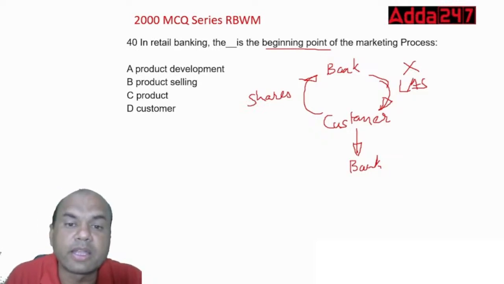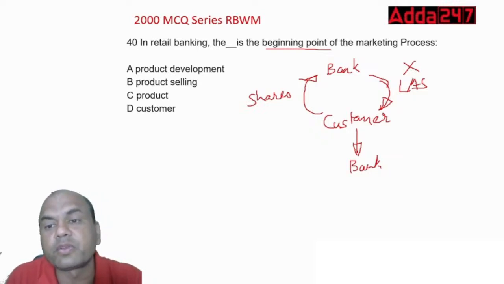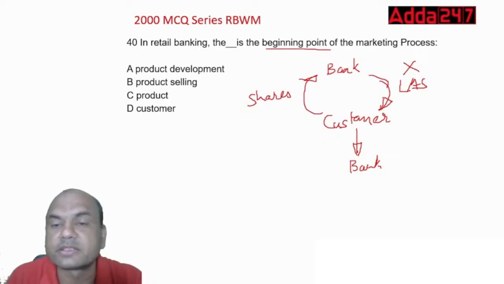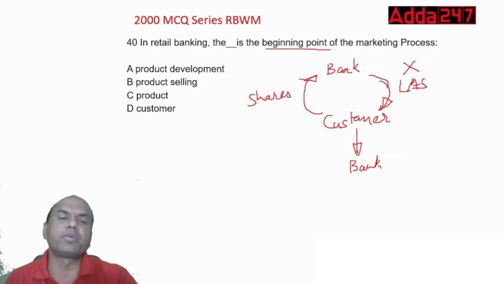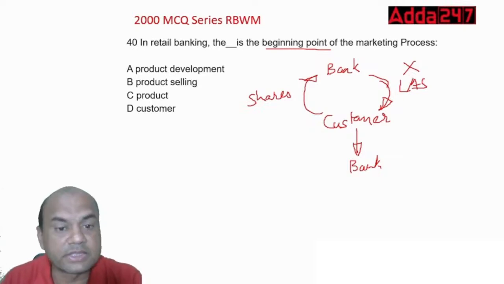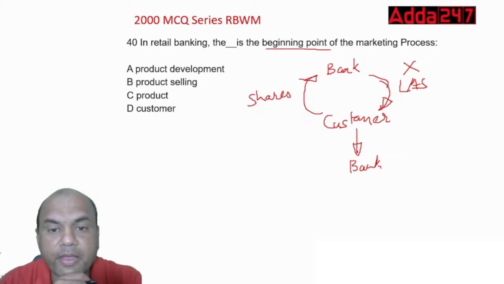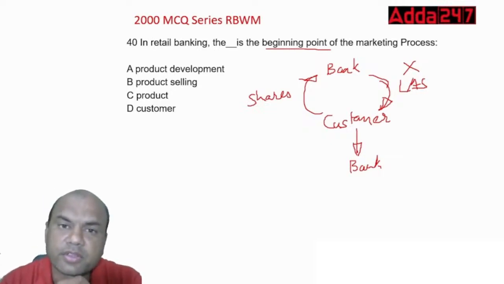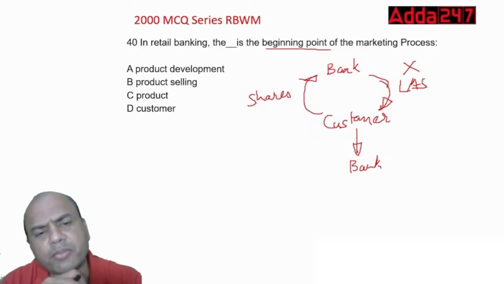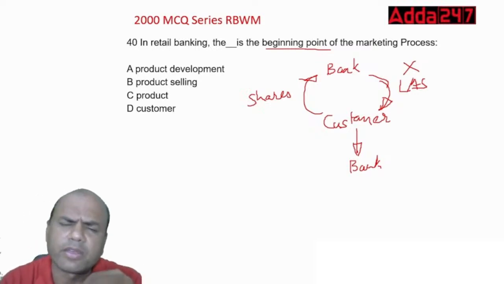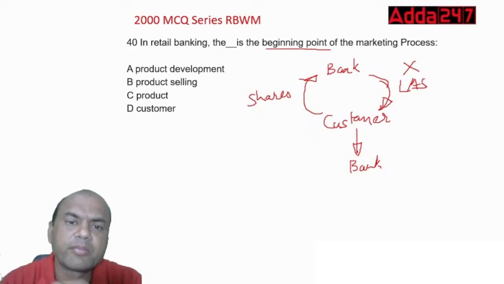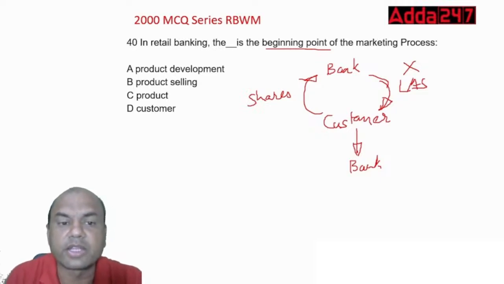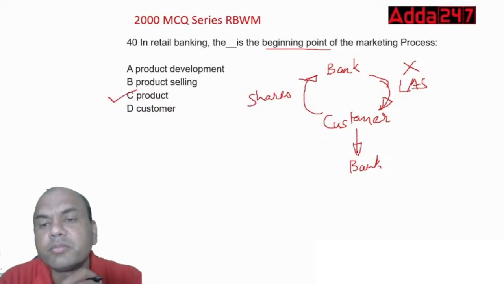So in retail banking, the dash is the beginning point of the marketing process. Product development, product selling, product and a customer. So which is the beginning point? Just now I gave you the hint. If I don't have the product, will you stay with me? Even if I give very good service and everything is good, will you stay with me? No, right? So that's why product is the beginning point of all your marketing process. Product.